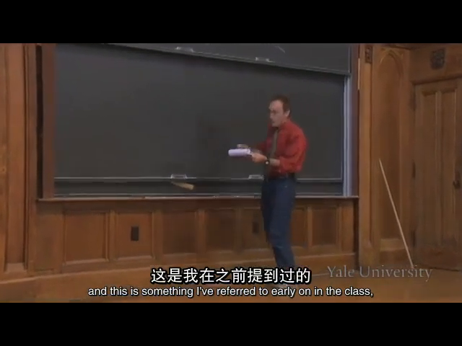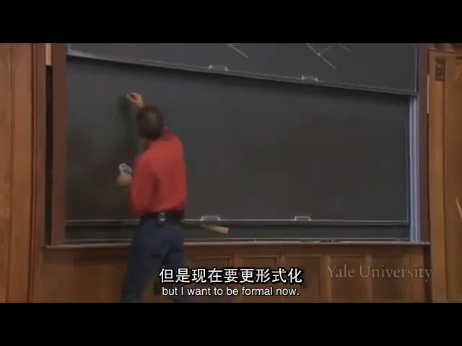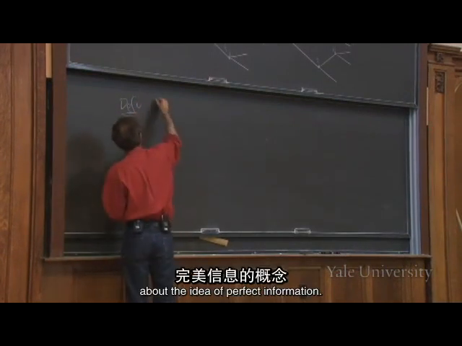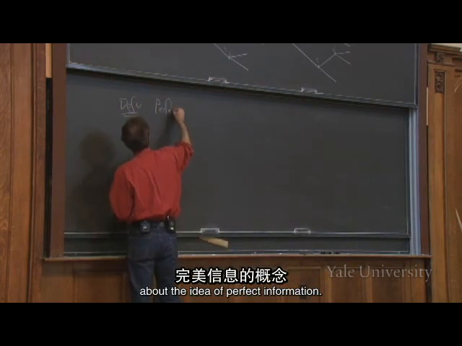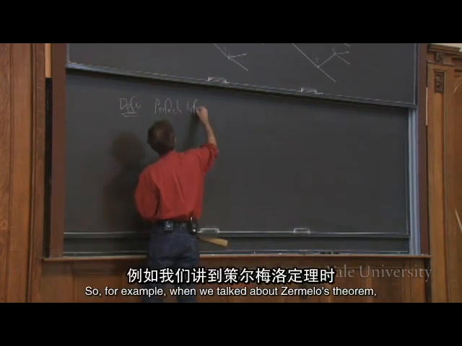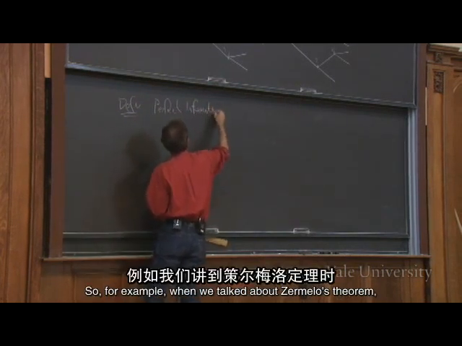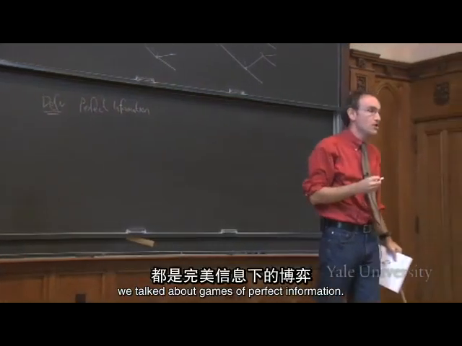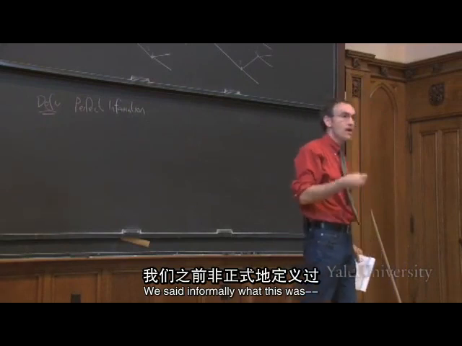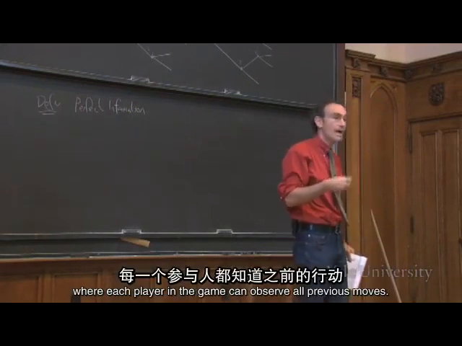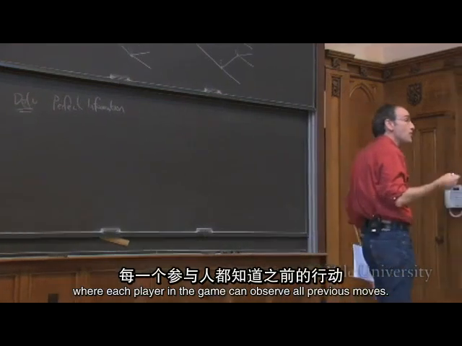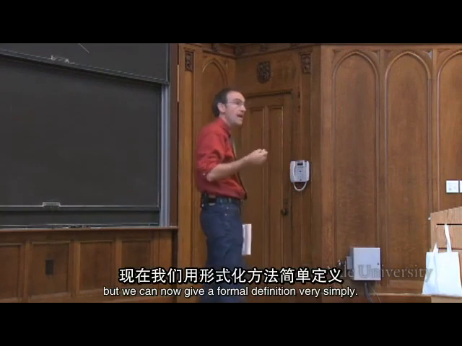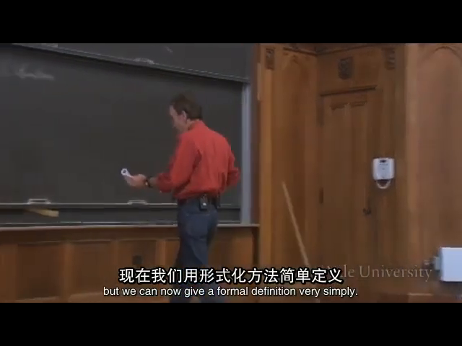This is something I've referred to early on in the class, but I want to be formal now. We've talked earlier in this class about the idea of perfect information. For example, when we talked about Zermelo's theorem, we talked about games of perfect information. And we said informally what this was: a game of perfect information is a game where each player can observe all previous moves. That was our informal definition, but we can now give a formal definition very simply.